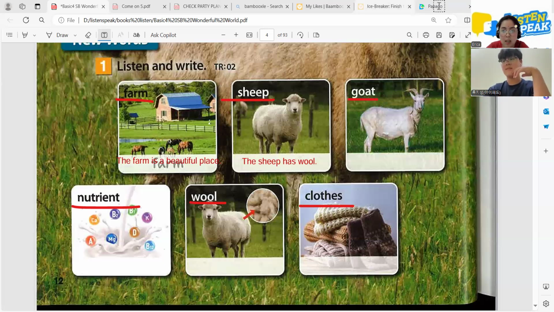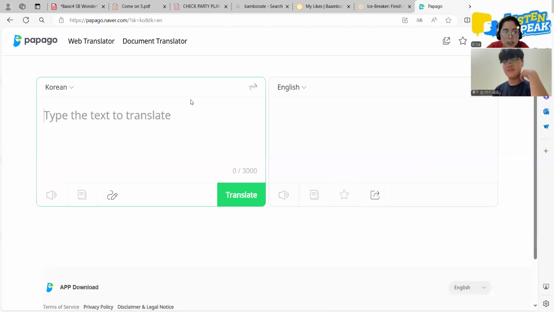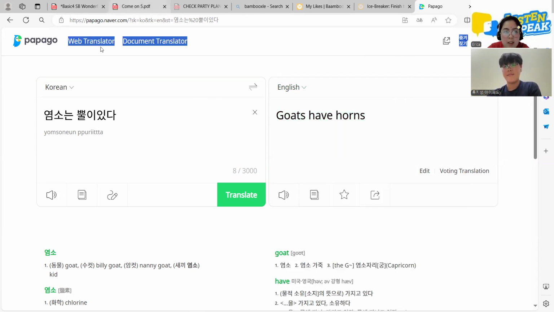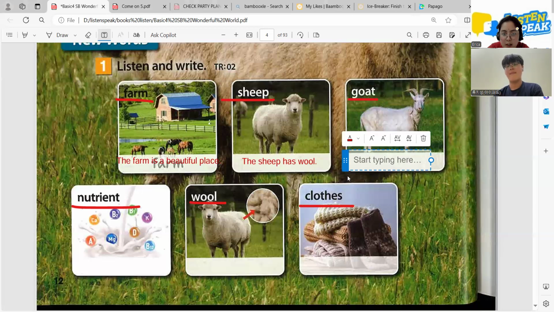Okay, let's see. What did he say here? Horn. Horns. Yes, that is the English word, horns. So goats have horns. Okay, so you can have that. So goats have horns and hearts. All right, so next.